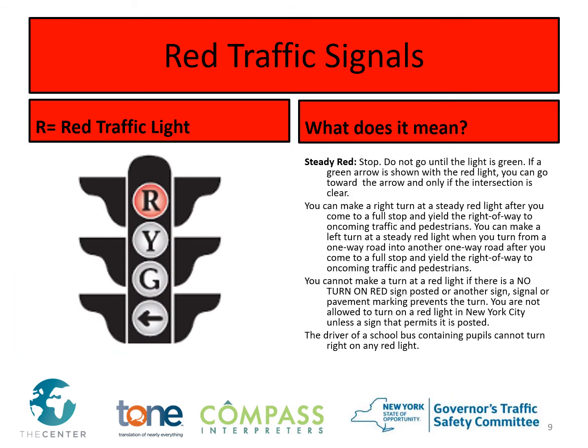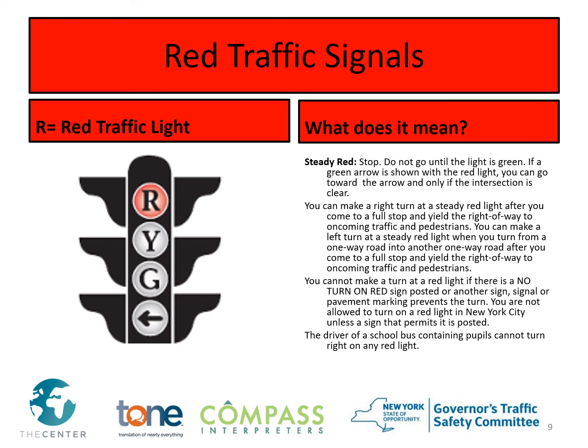Red traffic signal. R equals red traffic light. What does it mean? Steady red: stop. Do not go until the light is green. If a green arrow is shown with a red light, you can go toward the arrow and only if the intersection is clear. You can make a right turn at a steady red light after you have come to a full stop and yield the right of way to oncoming traffic and pedestrians. You can make a left turn at a steady red light when you turn from a one-way road into another one-way road after you come to a full stop and yield the right of way to oncoming traffic and pedestrians.